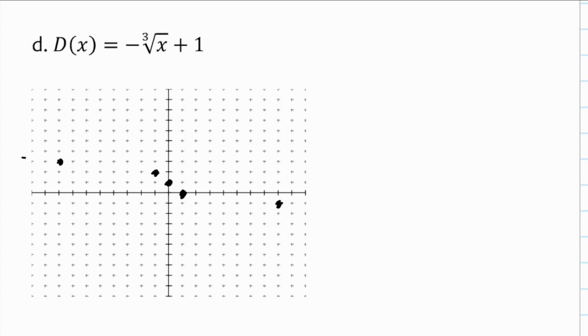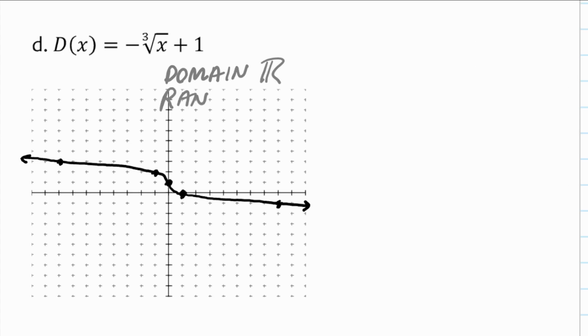Alright, that's the best I can do. It's kind of hard. That didn't look very vertical in the middle, but I tried. Okay, so the domain and range of both of these is going to be, domain, because it's a cube root function, is the set of all real numbers, and the range is also the set of all real numbers.